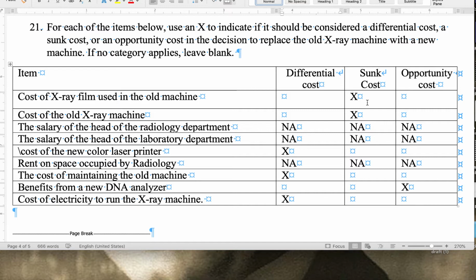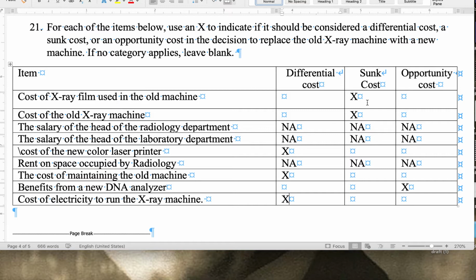We either have an old machine or a new machine. Chances are that new machine is probably going to be more efficient, right? Maybe it's going to use less electricity. If it uses less electricity, guess what? My electric bill is going to be lower. So I'm thinking in my mind that there's going to be a differential cost in electricity between the machines that are running.